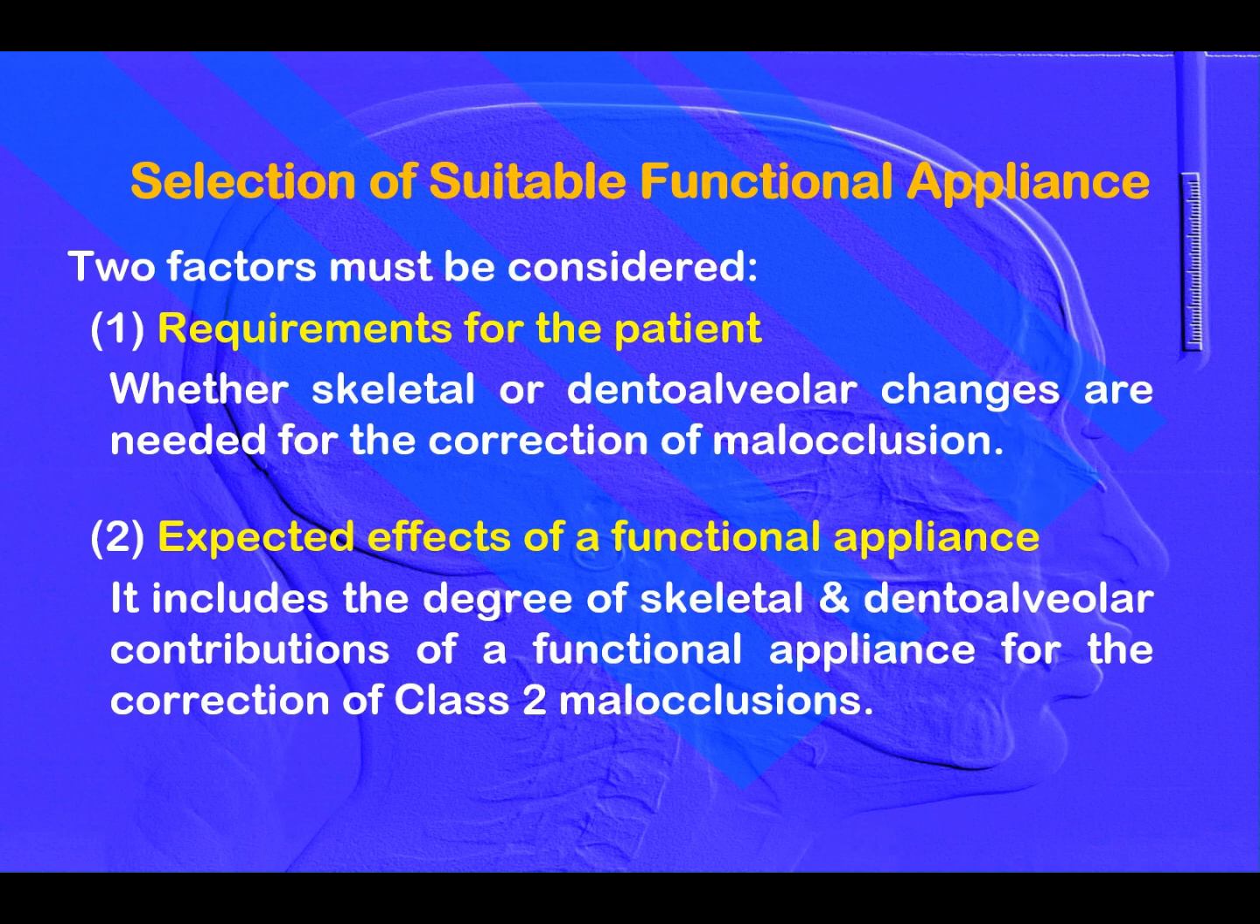While selecting an appropriate functional appliance, two factors must be considered. The first factor is what are the requirements for the patient. It includes whether skeletal changes are needed or simply dentoalveolar changes are sufficient for the Class II correction. The second factor is what are the expected effects of a particular functional appliance. This includes the degree of skeletal and dentoalveolar contributions of a functional appliance in the correction of Class II malocclusion.